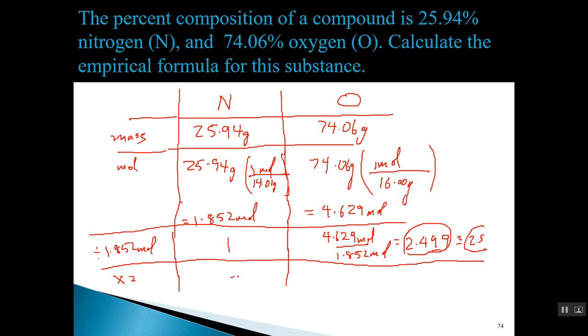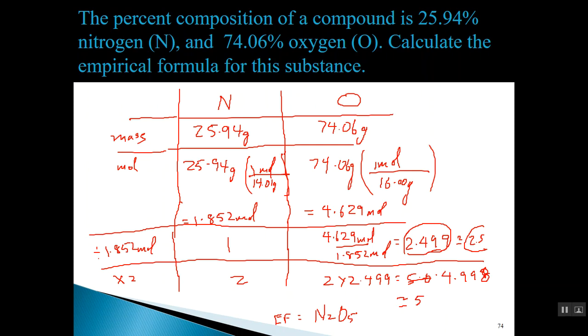So we multiply this by 2, and when you multiply 2 times 2.499, you're going to basically round off to 5.0. In fact, let me do this again just to make sure I'm getting the right thing. 2.499 times 2, you're going to get 4.998 actually, which is close enough to 5. So therefore this is approximately equal to 5. And therefore the empirical formula is N2O5. Alright? So that's how you would do that.